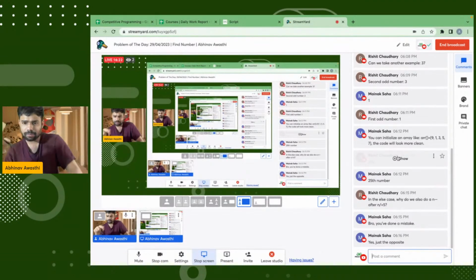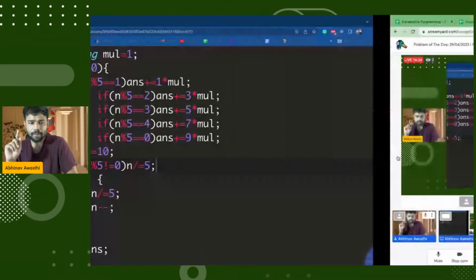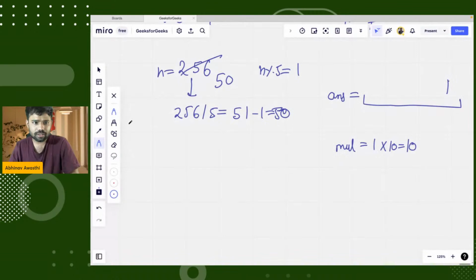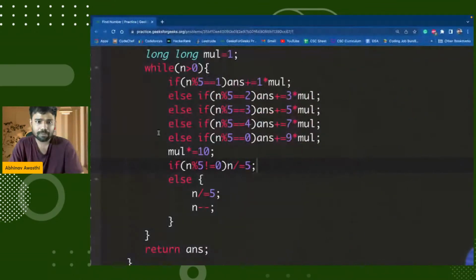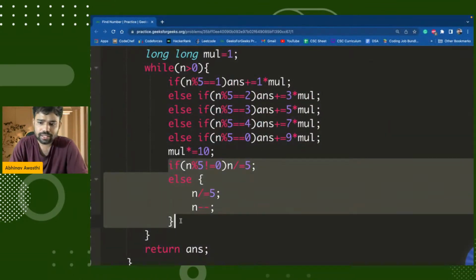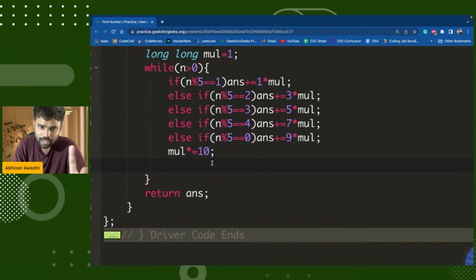Risit, why am I subtracting n? See, guys, let's make it easier. Can I say this thing?